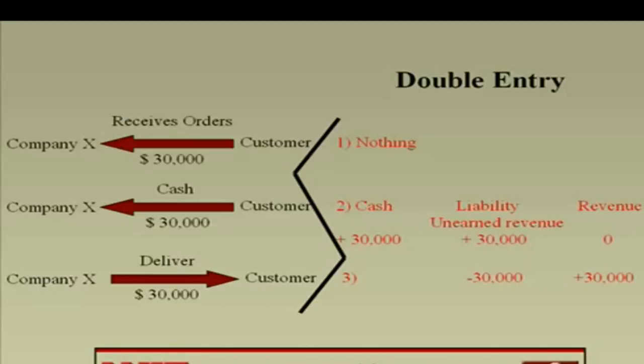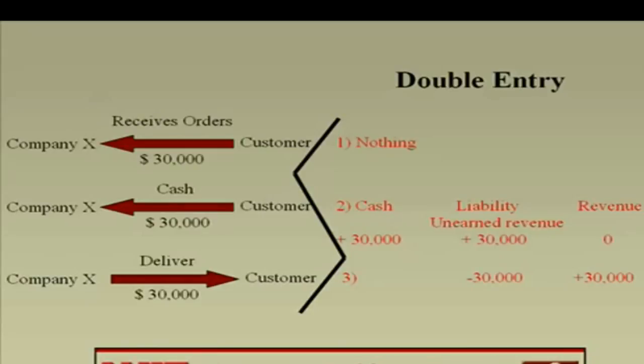You've got to call this liability a name, and it's called unearned revenue. So the double whammy is cash plus 30,000, unearned revenue plus 30,000. It's unearned because the company got the cash, but they haven't done anything. And please remember this, I'm giving you a hint for your first exam: unearned revenue is a liability.